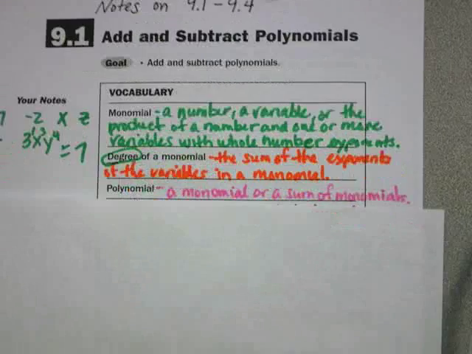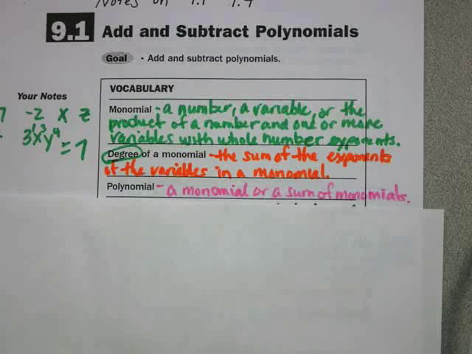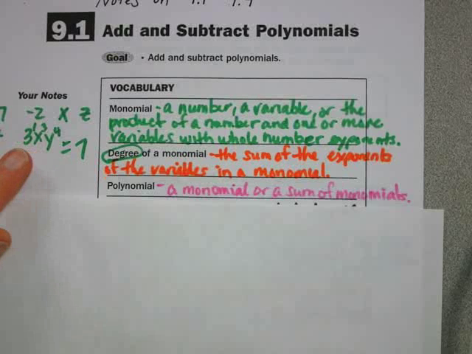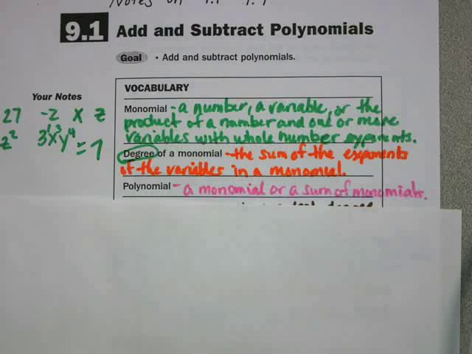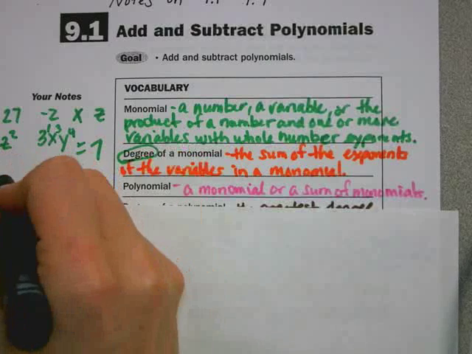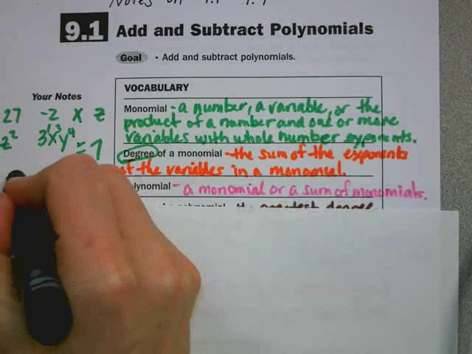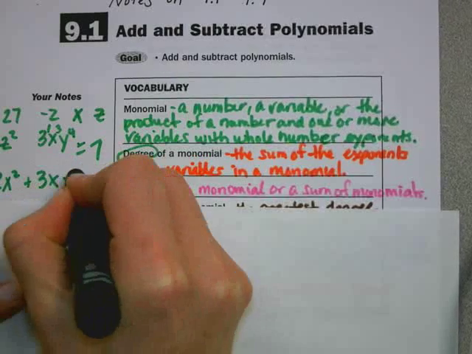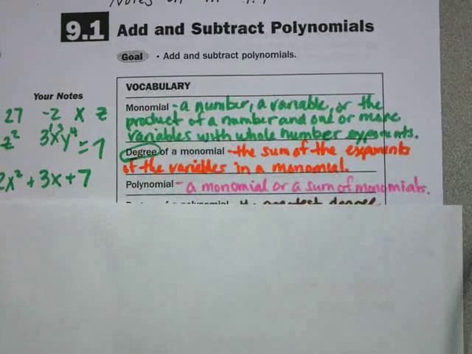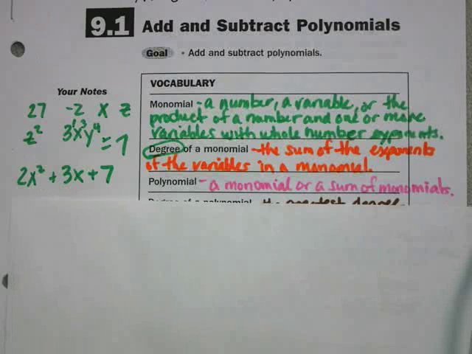A polynomial, say that one, polynomial, it's a monomial or a sum of monomials. So it could just be one of these. We could say this is a polynomial. It's like the broad spectrum. Or we could add a few of these together. So 2x squared plus 3x plus 7. That's a polynomial. It's many terms added together, many monomials added together.